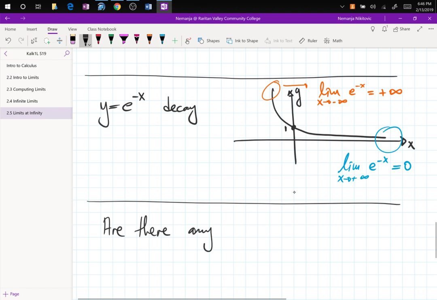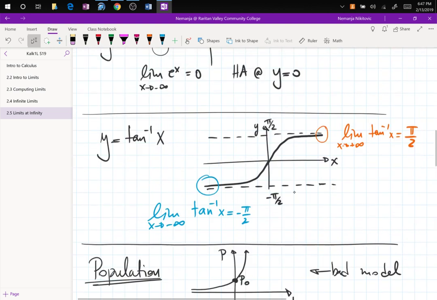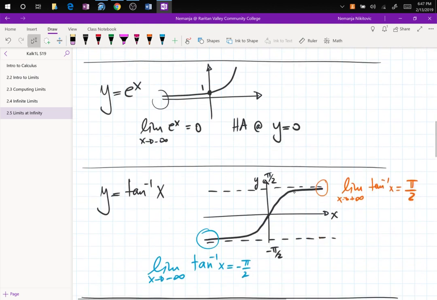Are there any horizontal asymptotes in y equals x squared plus 3? You immediately take the limit, because you learned the red definition up here. It says, whenever the function is given to you, take the limit as x goes to infinity. Perfect. Let's do that.